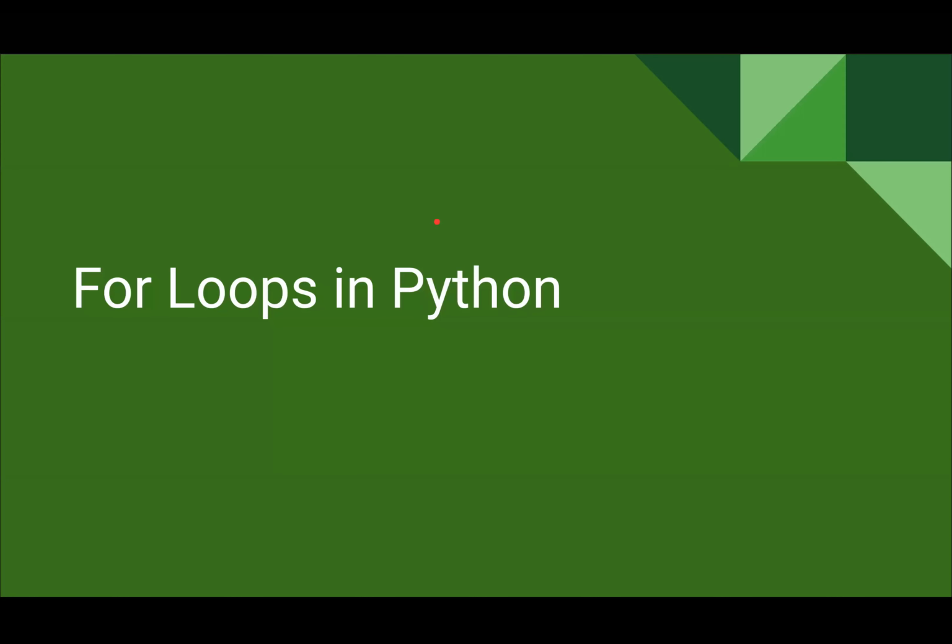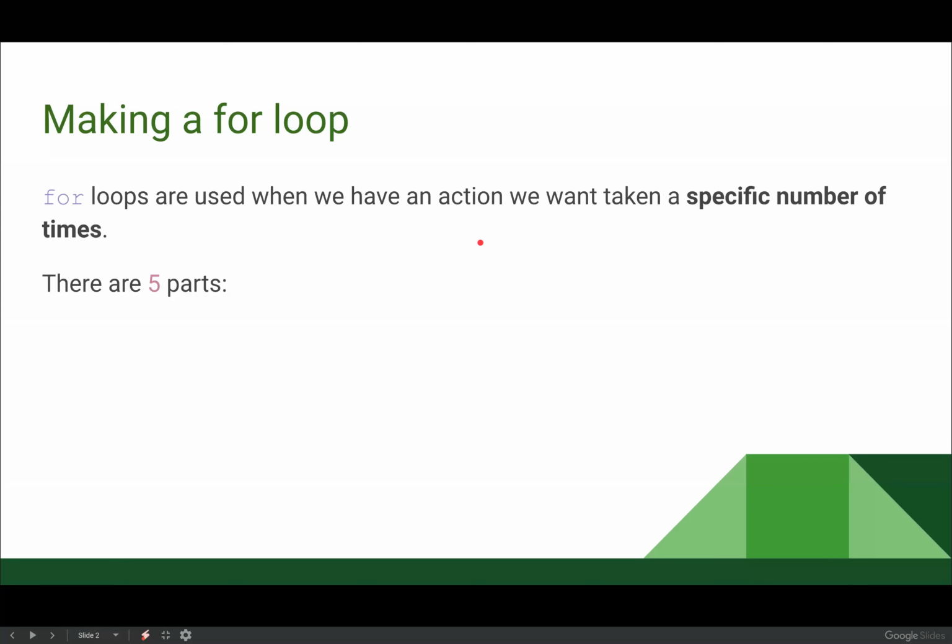All right, folks, today we are going to learn about another control structure. Last class, we learned about if statements. We learned how we can make decisions in our programs. Today, we are going to learn about for loops. For loops are used when we have some action that we want to take a specific number of times in our programs. There are five pieces that go into the building of a for loop.